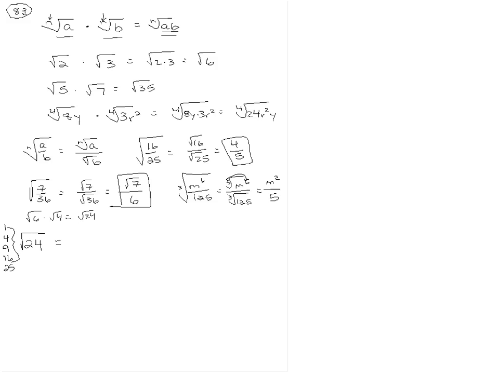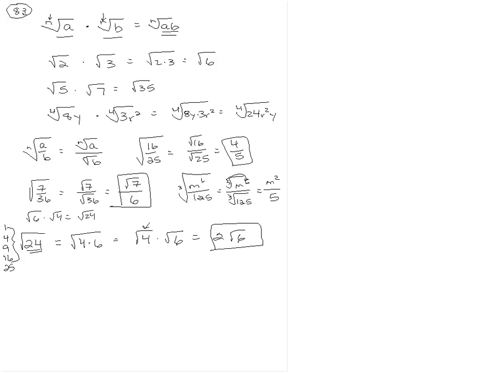Do any of these perfect squares divide evenly into 24? Well, 4 does. I can say it's 4 times 6, which means I can separate it and say it's the square root of 4 times the square root of 6. And what is the square root of 4? 2 with the square root of 6 left over. Okay, stop and look at what I just did and think about that.